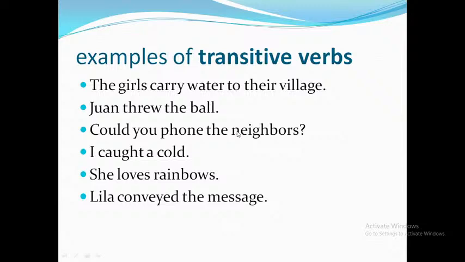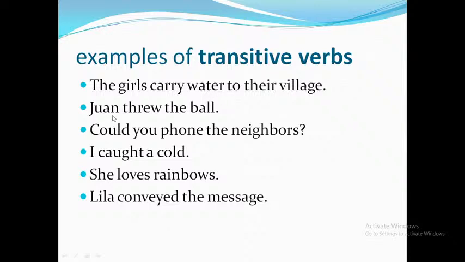Here are some examples you can see on the screen. The girls carry water to their village. The girls are the subject here, carry is our verb, water is the object, and to their village is the complement of this sentence. So carry here is a transitive verb because it is followed by an object. If I say the girls carry to their village, what they are carrying is not said, which means we can't find any object here.